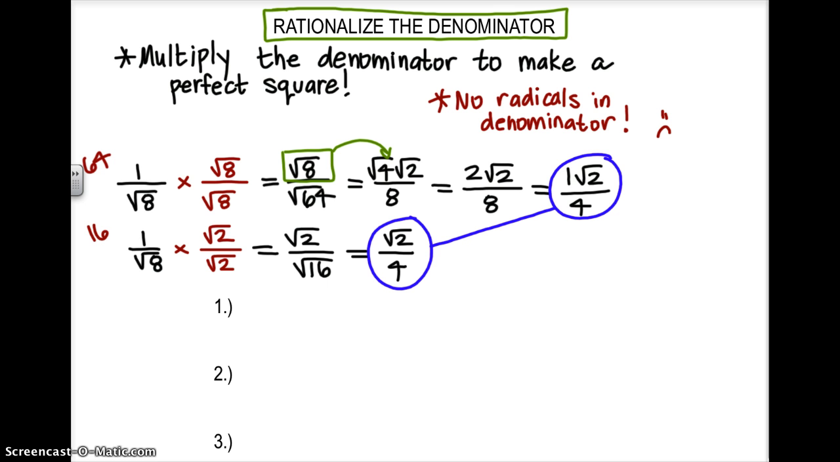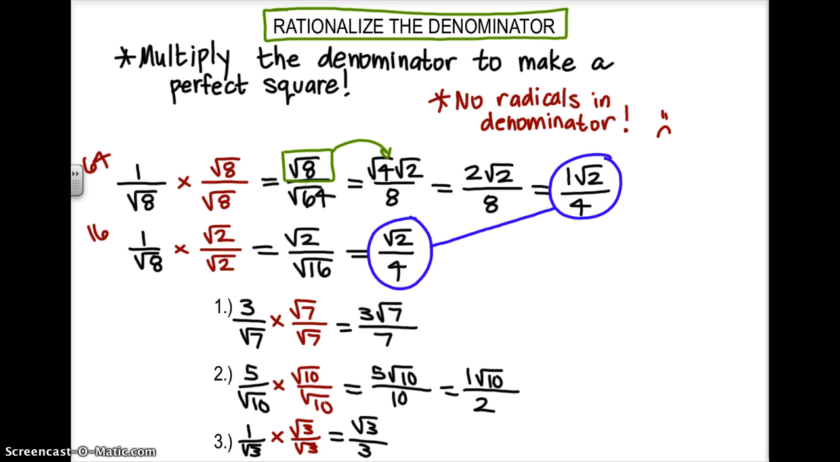Here are 3 that I would like you to try. 3 over the square root of 7. 5 over the square root of 10. And 1 over the square root of 3. Okay? 3 over the square root of 7, 5 over the square root of 10, 1 over the square root of 3. Okay? Pause it. You give them your best shot.